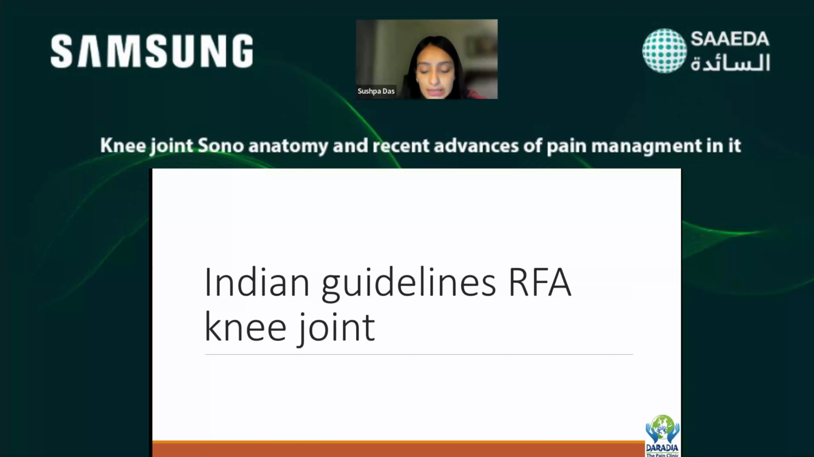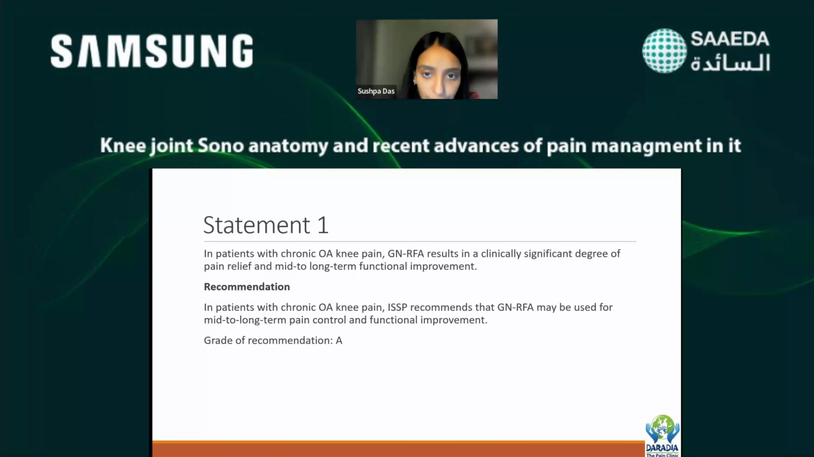Now, coming to the Indian guidelines regarding radiofrequency ablation, we have come up with a few statements. In patients having chronic knee pain, genicular nerve radiofrequency ablation can be given, and it provides a significant amount of pain relief, with mid to long-term functional improvement as well. So if the pain is gone, the movement or functional capacity of the patient increases, and it does not correct the deformity in later stages of osteoarthritis, but it definitely gives pain relief.